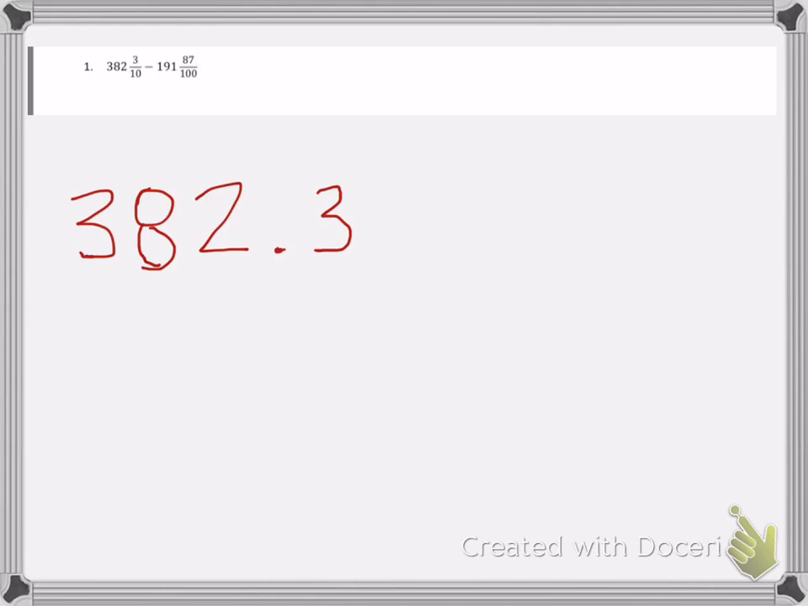And then we're going to subtract 191 and 87 hundredths. Well, that's 87 in the hundredths place, so 2 places after the decimal. That's 87 hundredths. So there's my decimals to begin with.